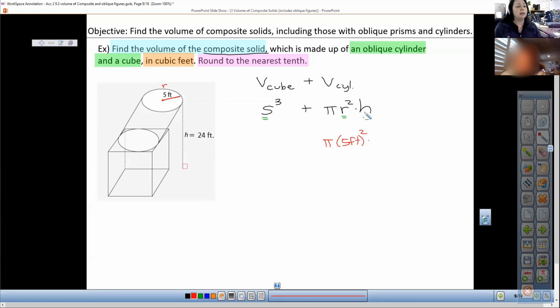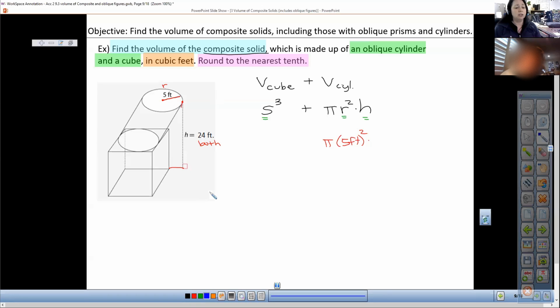Now, be careful here because if you are thinking that this h is 24 feet, you are not thinking correctly. Because if you notice, the h here of 24 feet goes from the edge of the cylinder, which is all the way at the top, all the way down to the bottom of the cube. So this is the height of both the cylinder and the cube. So now we have to figure out a way how to separate them.